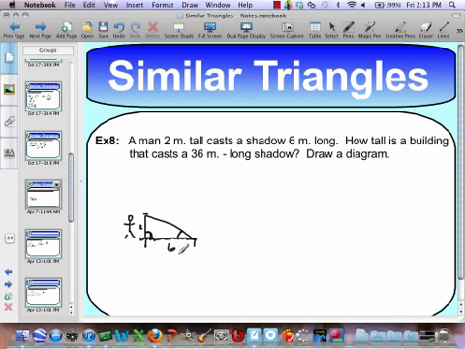So if you ever want to know what the angle is that the sun's making with the ground, it's easy. Just take your head, measure your shadow, and that's the angle.